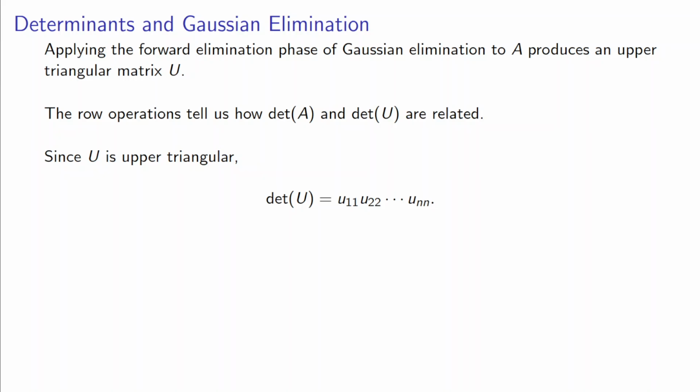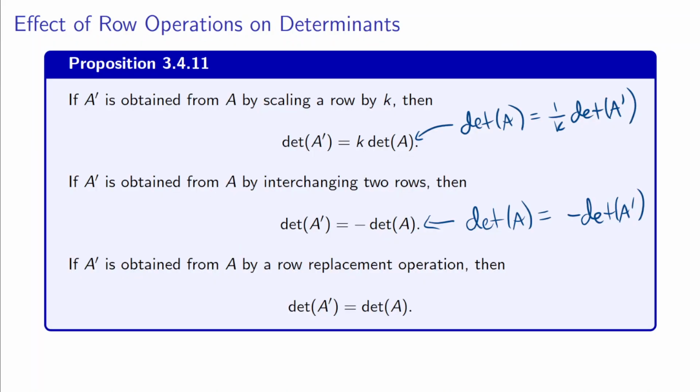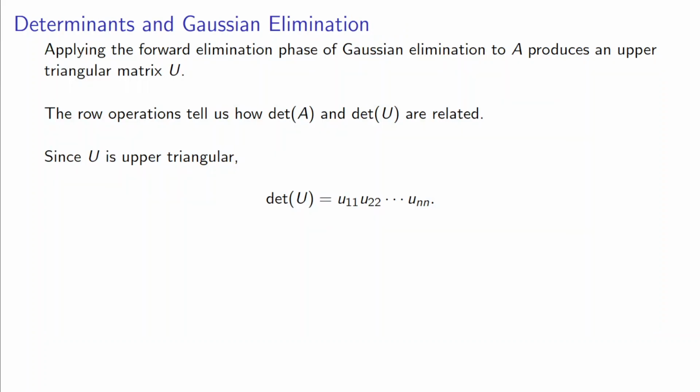So how is this going to be useful? Let's see how this plays out. If we apply our Gaussian elimination method to a matrix A and get an upper triangular matrix U, then those row operations will tell us how the determinant of A and the determinant of U are related. This proposition tells us how each row operation affects the determinant. And once we have this upper triangular matrix, we can find its determinant by just multiplying the elements down the diagonal, U11, U22, through UNN, which are the diagonal entries of U.